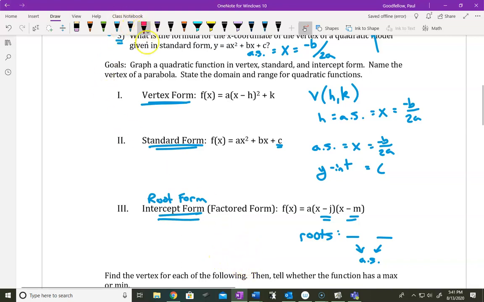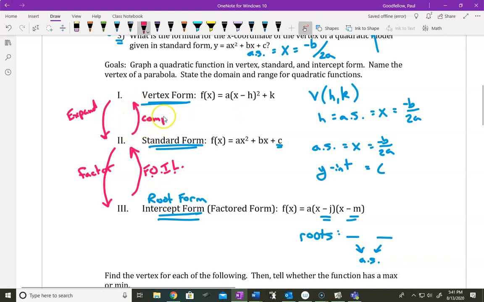Now, to go in between each one of these: from standard form to root form, you would factor it. If you wanted to go from root form back to standard form, you would FOIL it. If you wanted to go from vertex form to standard form, you would just expand the square. And if you wanted to go from standard form back to vertex form, you would complete the square. So we've done all those particular techniques, and you know all of their individual strengths and weaknesses.